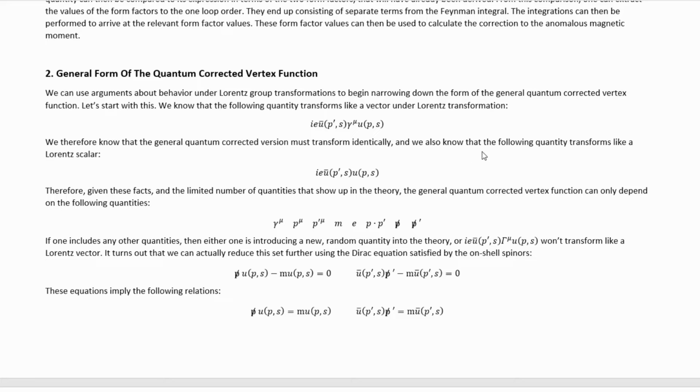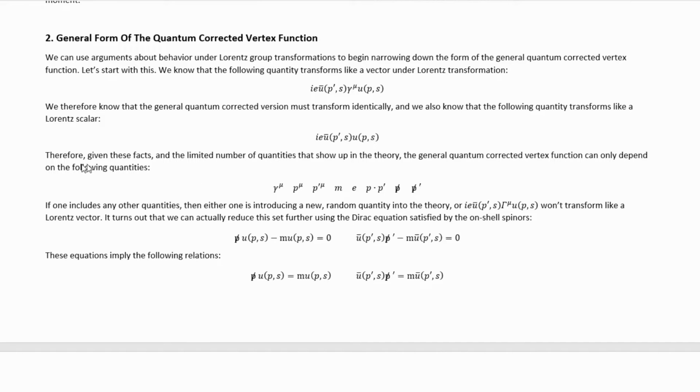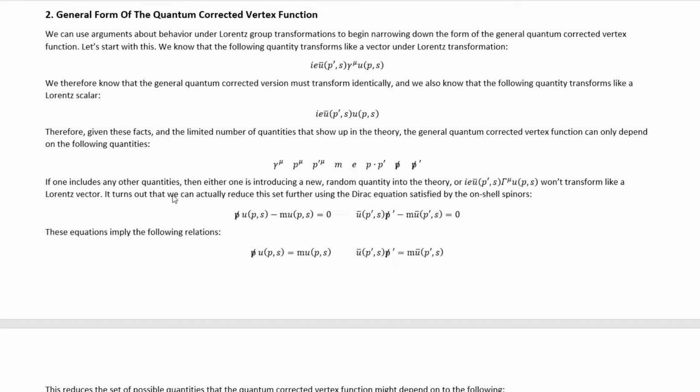And we also know that the following quantity transforms like a Lorentz scalar, this one. Therefore, given these facts and the limited number of quantities that show up in the theory, the general quantum-corrected vertex function can only depend on these quantities. If one includes any other quantities, then either one is introducing a new random quantity into the theory, or this quantity won't transform like a vector. If we mandate both, then this is the complete set of quantities capital gamma mu could possibly depend on.